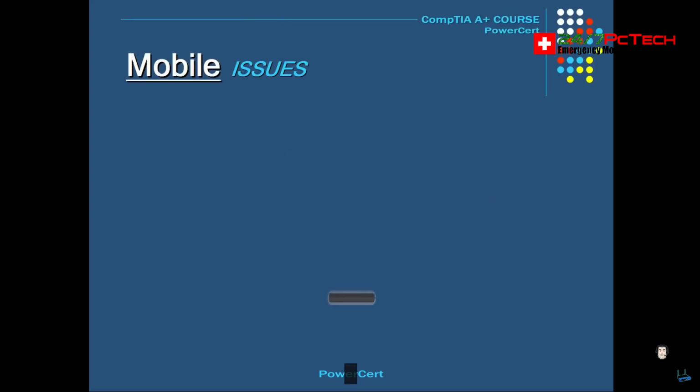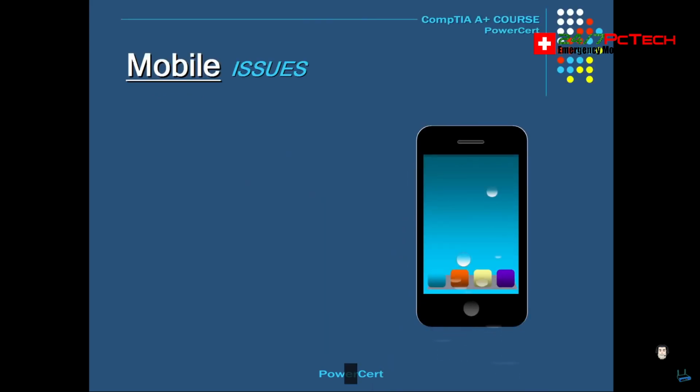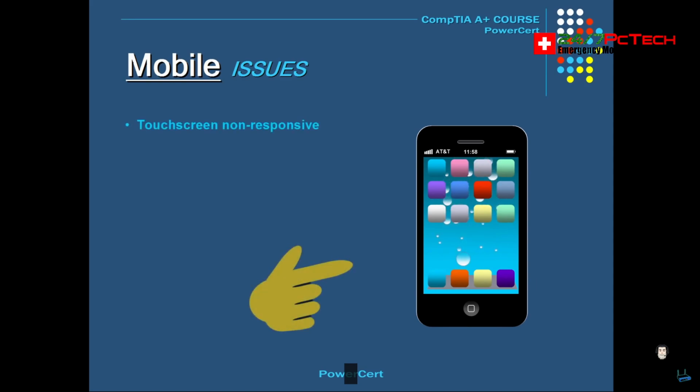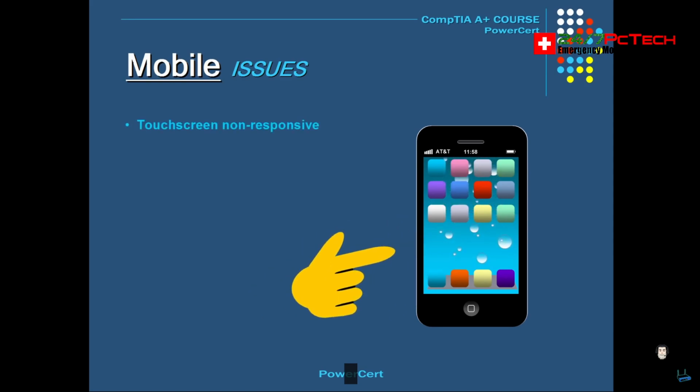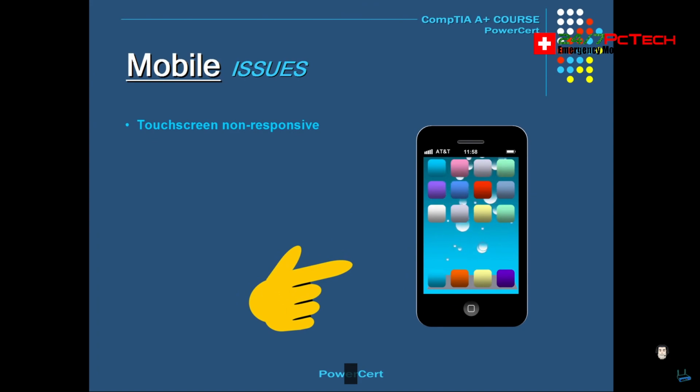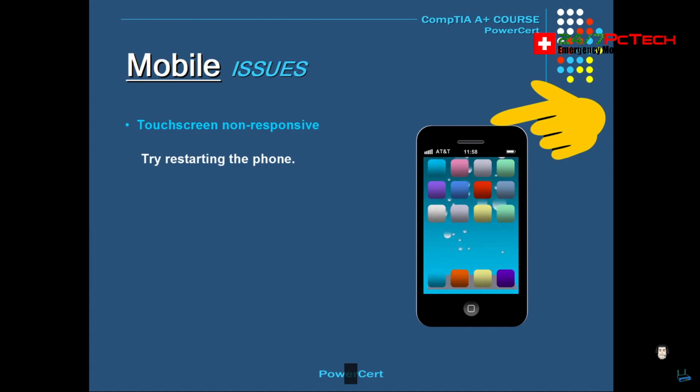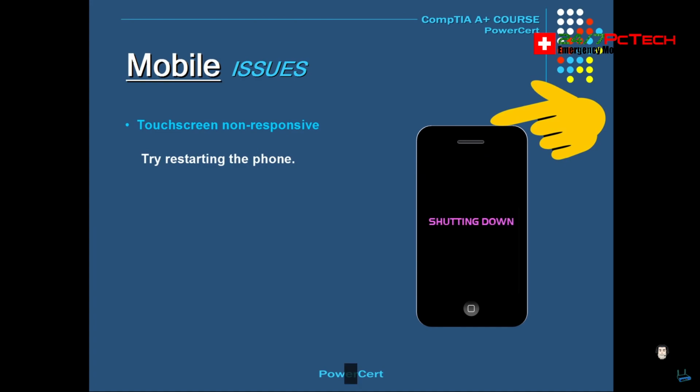You may come across issues when you're dealing with mobile devices such as cell phones. Two of the biggest cell phone operating systems are Apple and Android. A lot of cell phones today are touchscreen, and one of the common problems you may encounter with touchscreens is that sometimes they are not responsive. You touch the screen and nothing happens. When this happens, the best thing to do is to power off the phone and then turn it back on. A lot of times this does fix the issue.